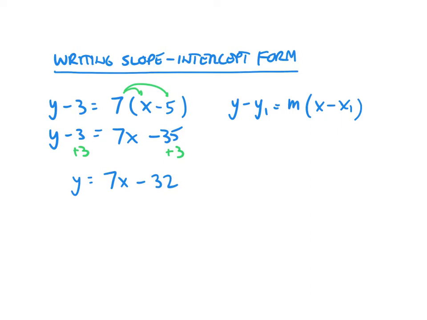the same thing, but this time leave all the letters in there, since we don't have numbers. So the first step's the same. We're going to distribute the m. So m times x is mx. And then m times x sub 1 is just mx sub 1.